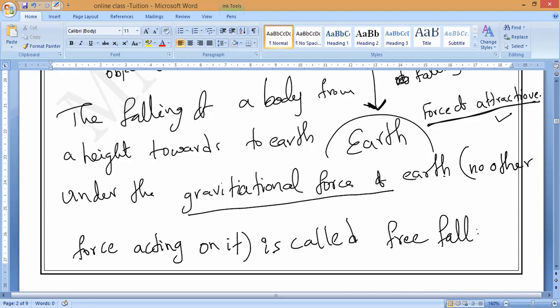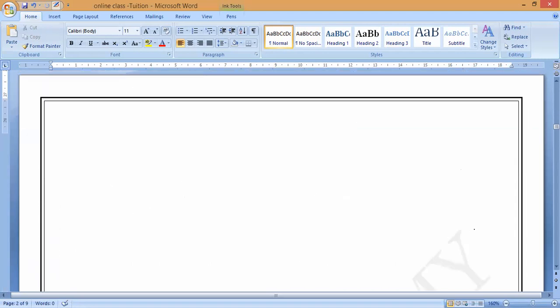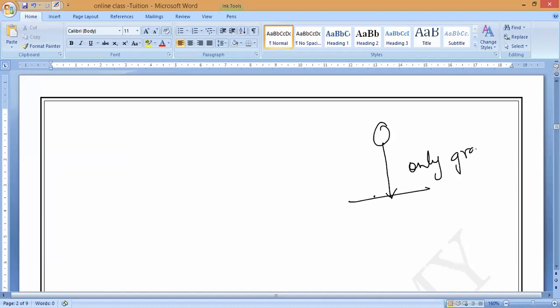So, if any object is falling from a certain height, only which force should act? Only gravitational force. If any other force is acting, then definitely acceleration will change. Is it yes or no? If only gravitational force is acting, then it is uniform acceleration. The velocity will increase at a rate of 9.8 meter per second square.